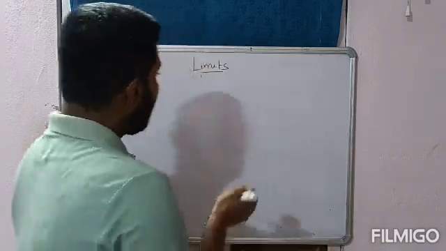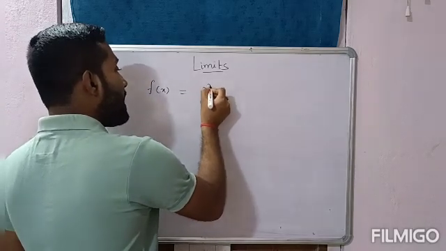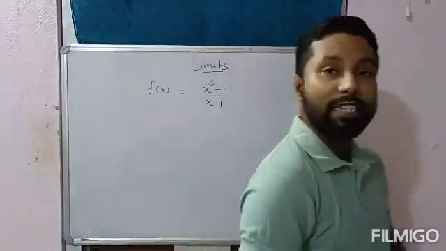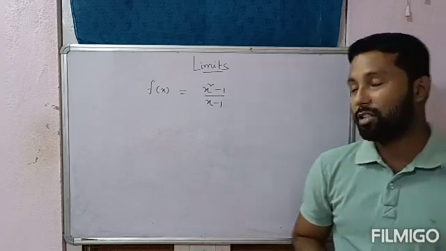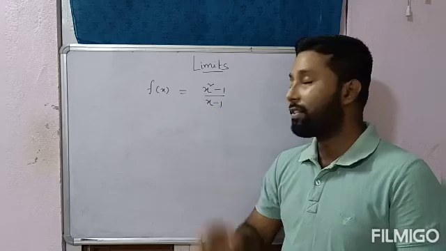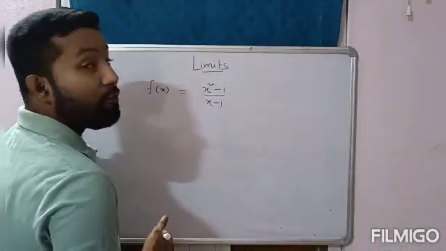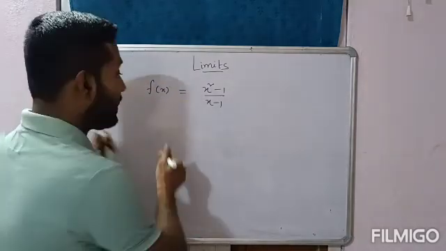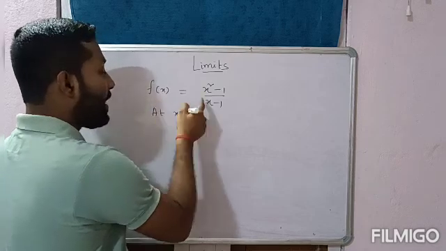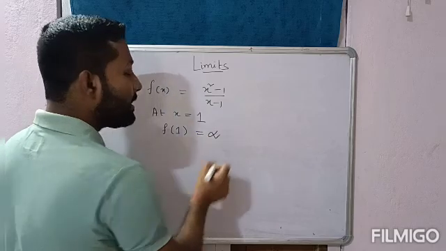Okay. So let us take one function, f of x is equal to x square minus 1 by x minus 1. One rational function is given, x square minus 1 by x minus 1, because this function is in the form of p of x by q of x. Yes, so it is one rational function. Then if I say that I want to find the value of f of 1, then what will be the value of f of 1? Means at x is equal to 1, what will be the value of this function? Look here. At x is equal to 1, f of 1 is undefined.